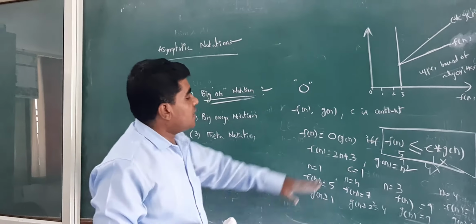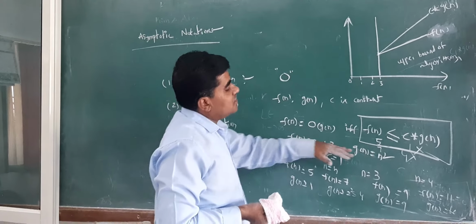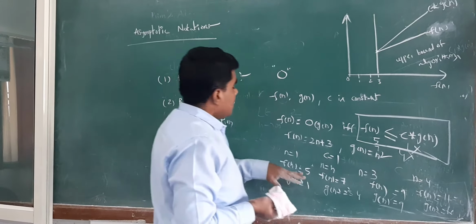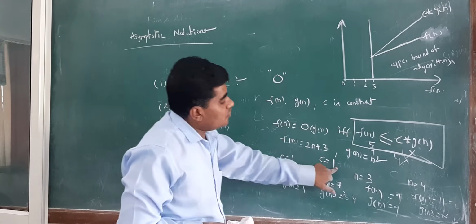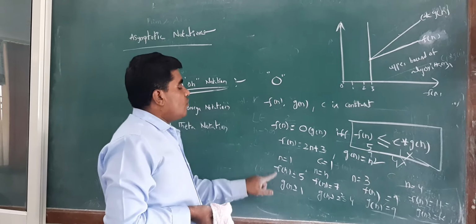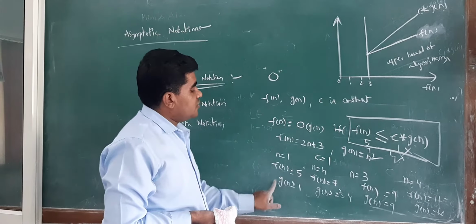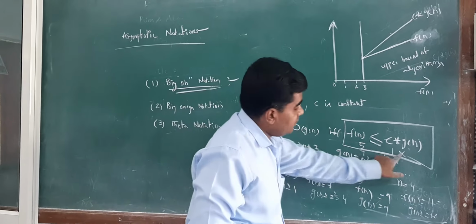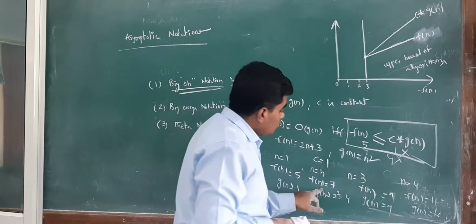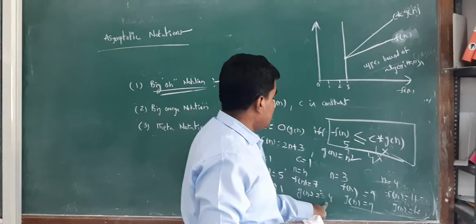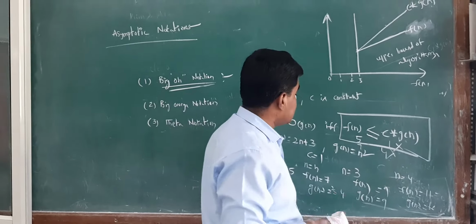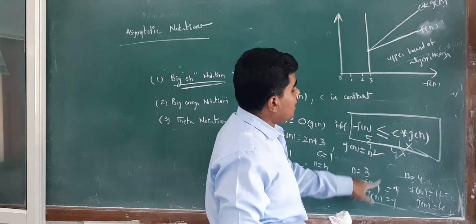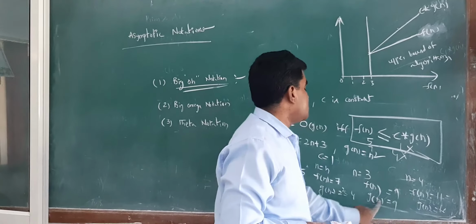We have to prove that f of n equals 2n plus 3, g of n equals n square, and suppose c is a constant. n equal to 1 means f of n value is 5, g of n value is 1. So the condition fails. n equal to 2: f of n is 7, g of n is 4. Again the condition fails. n equal to 3 means it is satisfying: f of n is 9, g of n is 9.